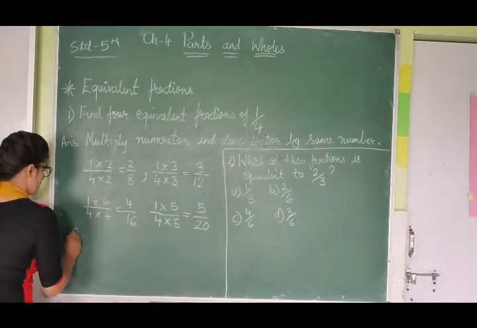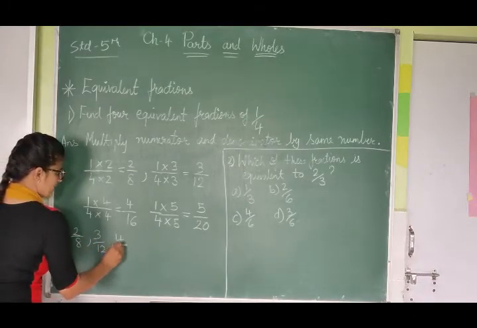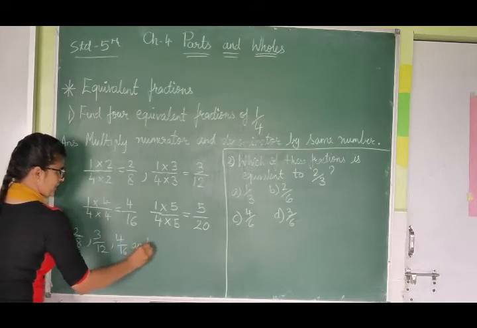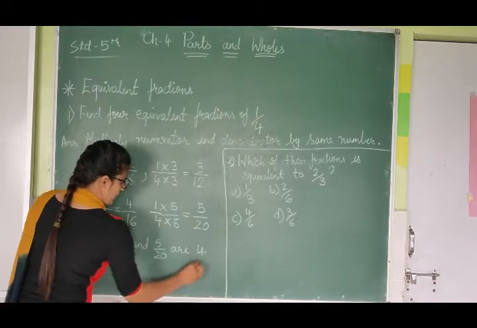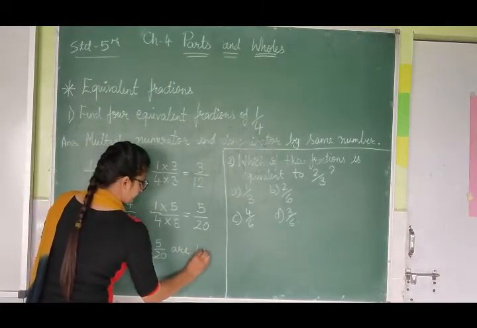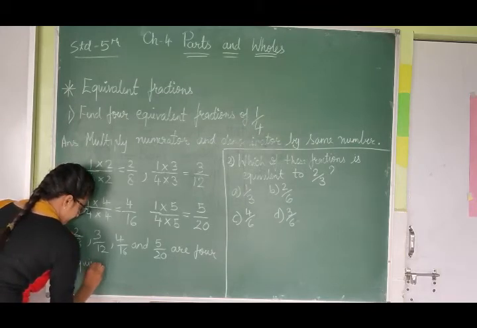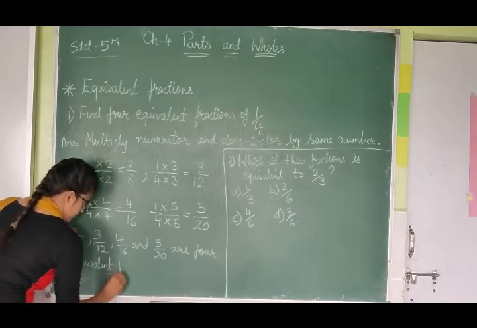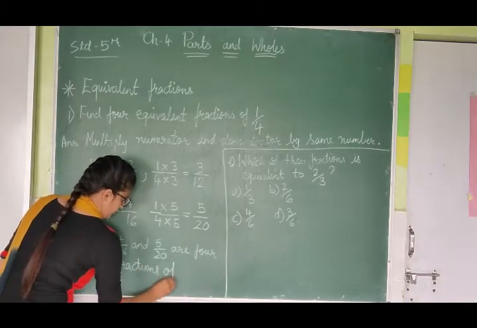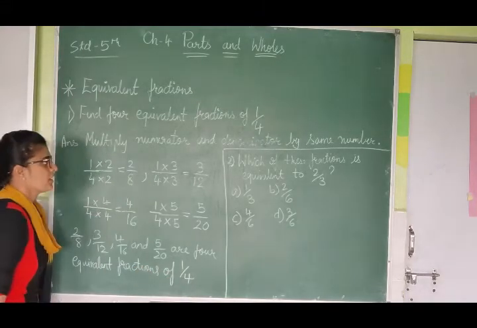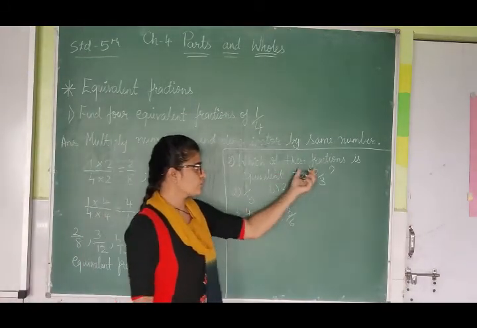So we can write down 2 by 8, 3 by 12, 4 by 16 and 5 by 20 are 4 equivalent fractions of 1 by 4. Now the second question is given: which of these fractions is equivalent to 2 by 3?